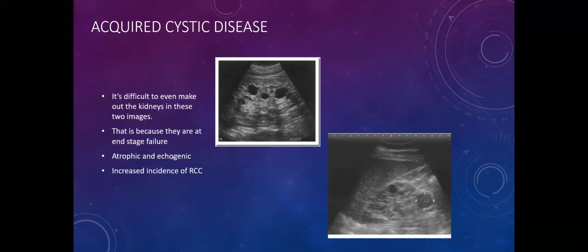Acquired cystic disease also has an increased incidence of renal cell carcinoma. So both of these patients are dialysis patients. Dialysis, I looked it up. Actually, no, it is in the book here. No one really understands completely why dialysis patients create these cysts, but they do.